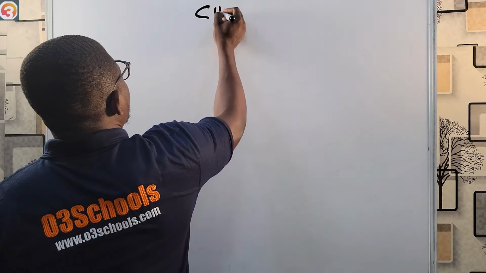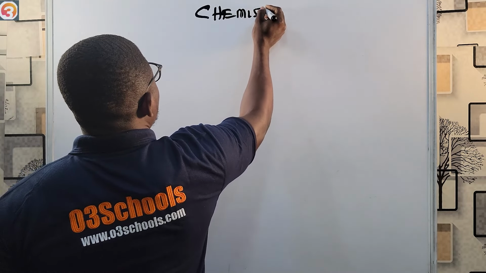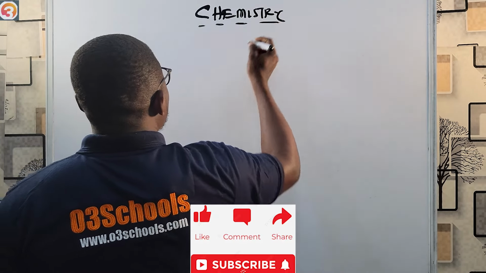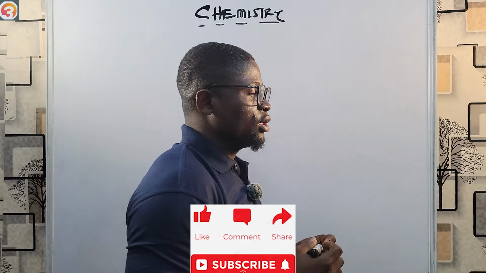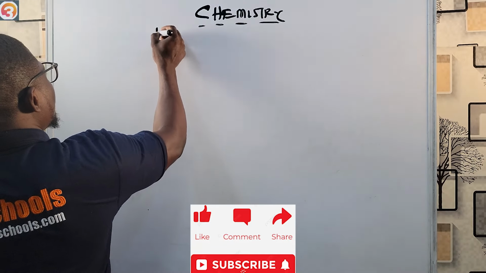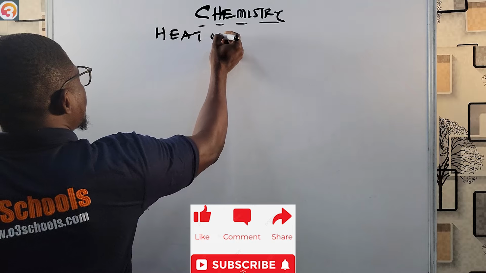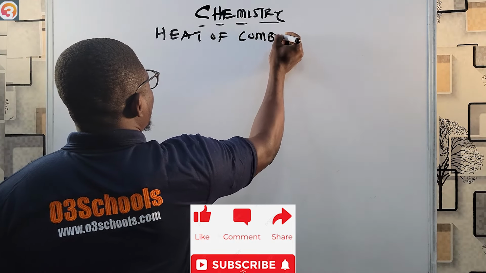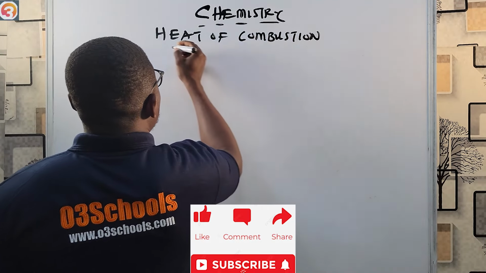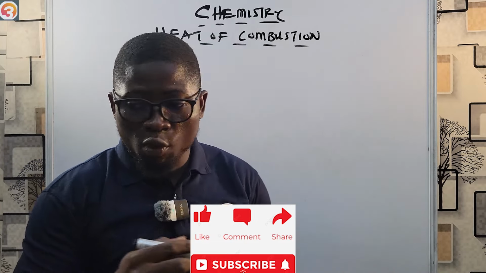Okay, so we're going to look at chemistry, and of course today we'll continue our study on chemical energetics. We're going to look at heat of reactions, that is heat of combustion. All right, so I want to take questions from the O3 School Jam app once we are done.